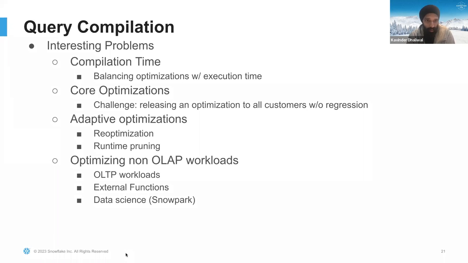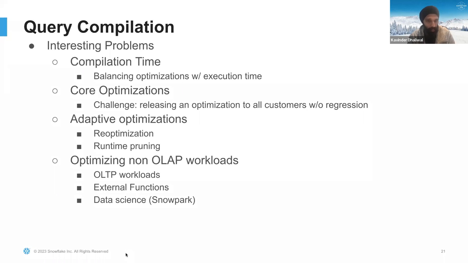Adaptive optimization is an area that we are continually growing in. I feel like our adaptive optimizations are just scratching the surface. There are a lot of things you can consider, like treating optimizing a query and running a query as a joint phase and doing re-optimization. I think there's a lot of literature on that. Similarly, runtime pruning is another area. Because the cloud services layer is all done on one node, maybe we can distribute pruning and have pruning passes that get done in execution. So there are a lot of areas of exploration here. And then finally, optimizing non-OLAP workloads. Snowflake was designed as an OLAP system to begin with.